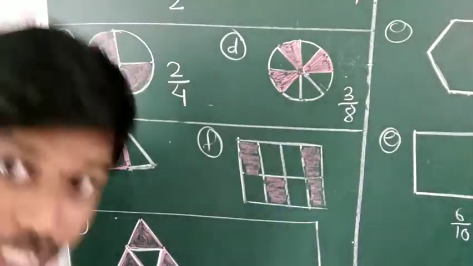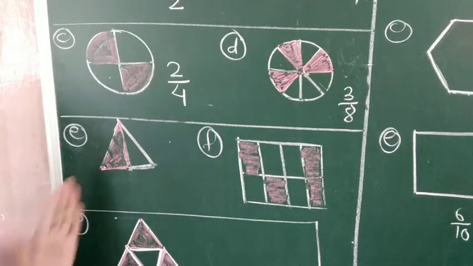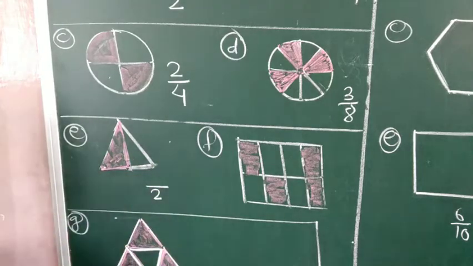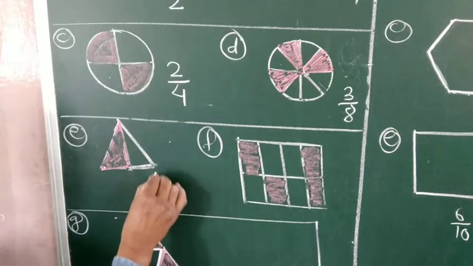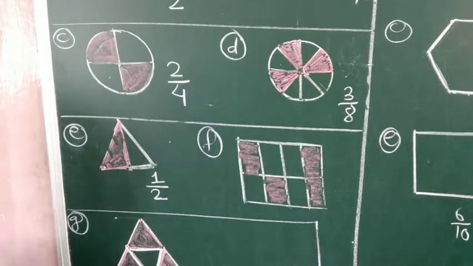Now, number E. See, what is this? It is a triangular shape. And in this triangular shape, how many parts are there, beta? It is divided into 2 parts. So it is 2, and out of these 2, this 1 is colored here. So you can write here 1 by 2 for this colored part.